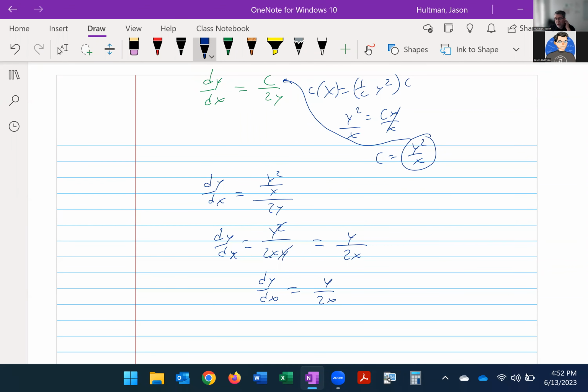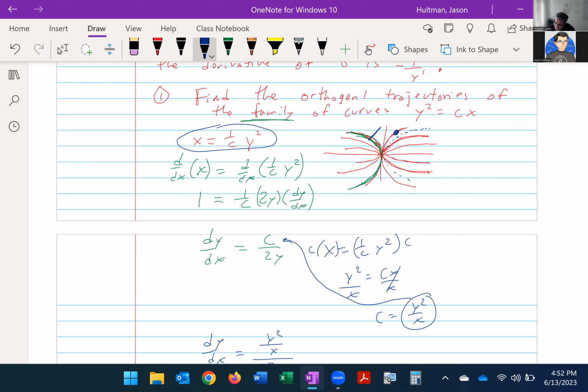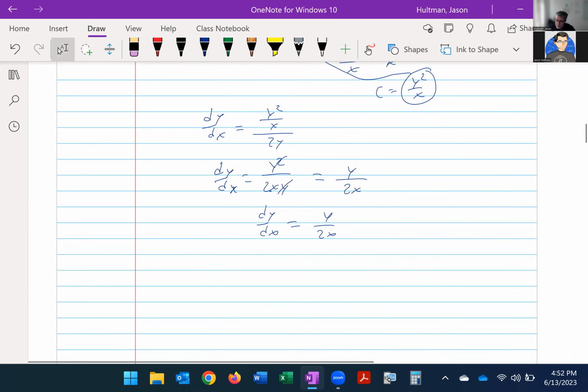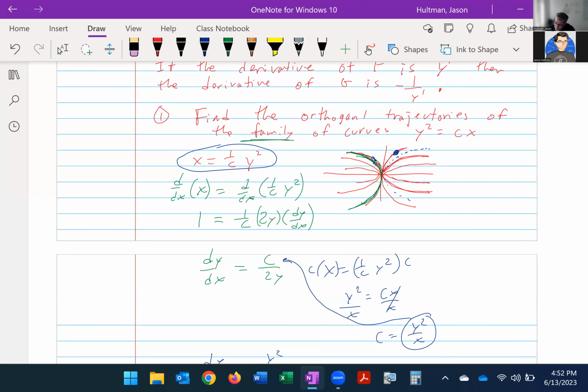Well, what about the orthogonal trajectories here? What would be orthogonal, or basically at right angles? Is there a family of curves that are always perpendicular to this family of curves? Well, if there is, then if I took this as the tangent line of that, the derivative of the family of curves that I'm looking for, the slopes of perpendicular lines are always negative reciprocals.